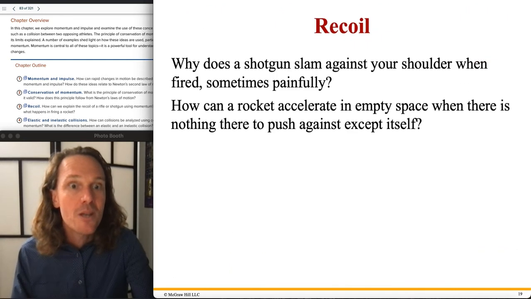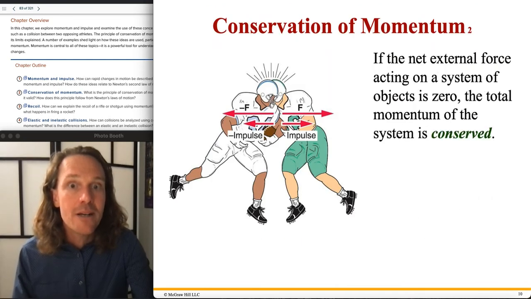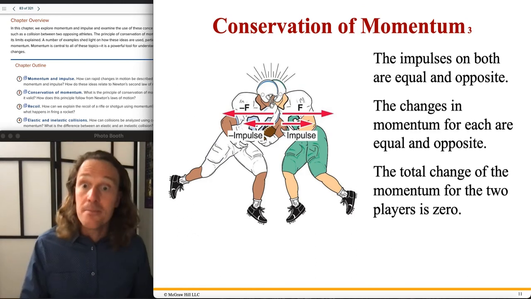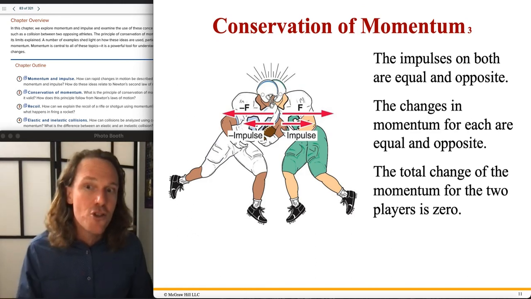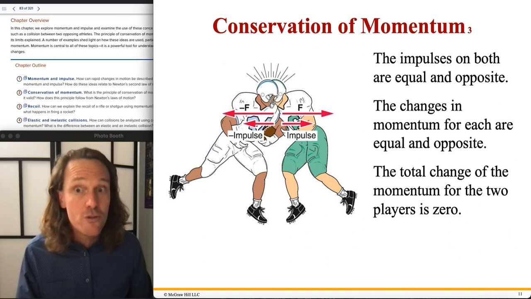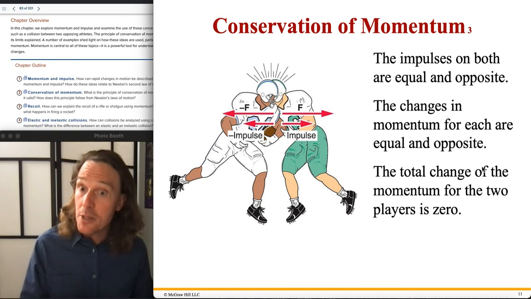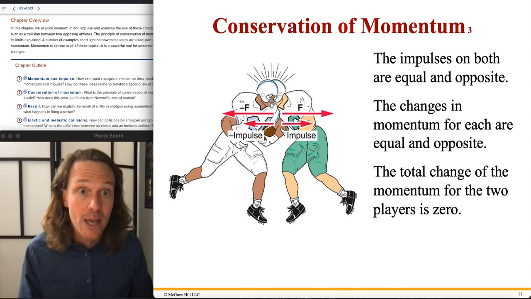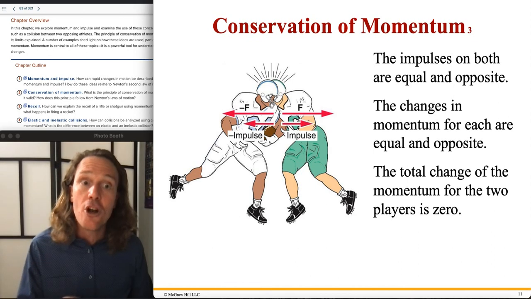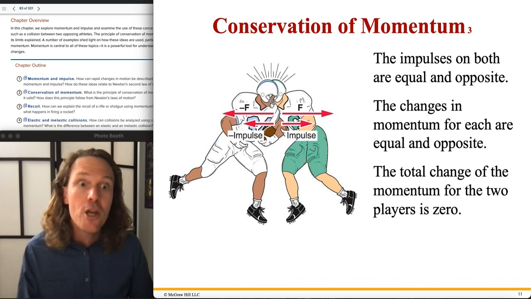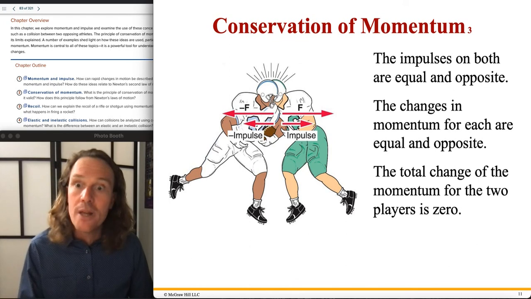All right, so now let's go back to our players. So that's the idea. Momentum is conserved as long as there are no external forces. So the impulse on both are equal and opposite. That's this special case. The changes in momentum for each are equal and opposite. Everything's conserved. The total change of the momentum for the two players is 0.